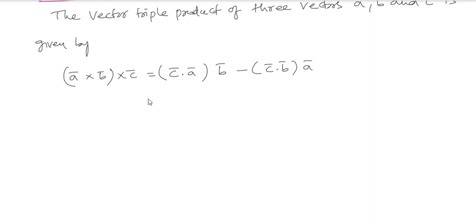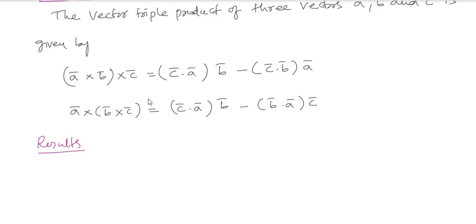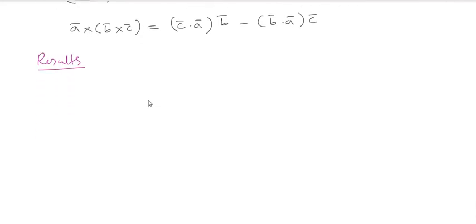Okay. Next, similarly, one more thing will be there. A bar cross B bar cross C bar, which is equivalent to C bar dot A bar into B bar minus B bar dot A bar into C bar. So this is the cross product between those two things. So suppose if I take the results between this, let me take that result here.